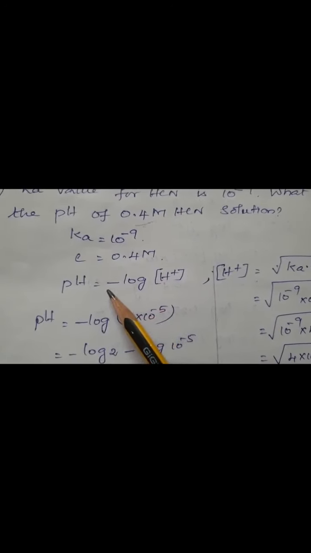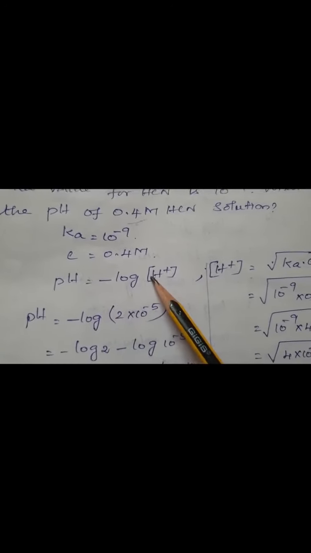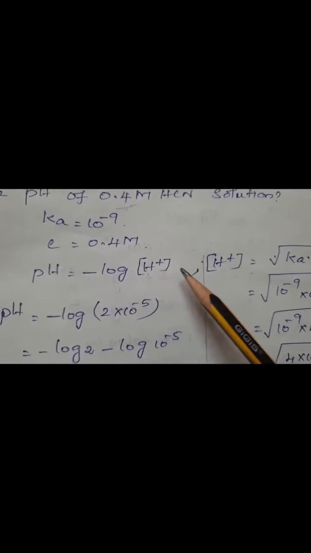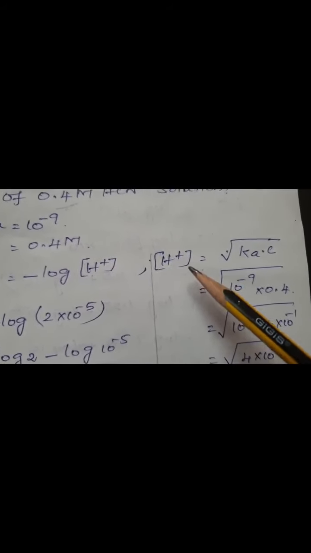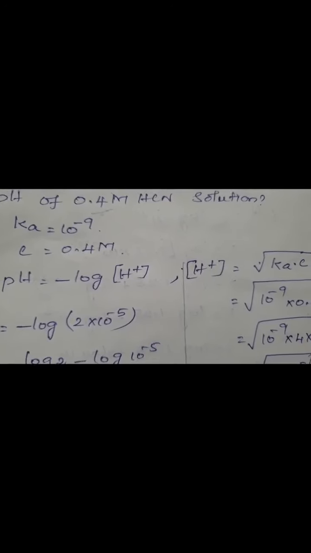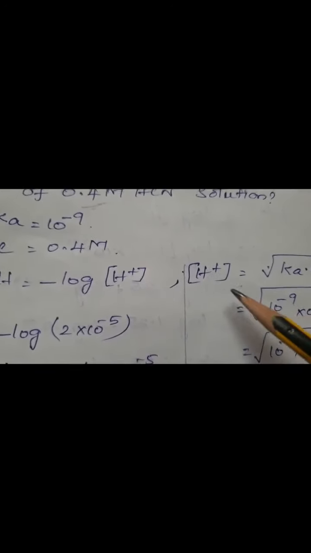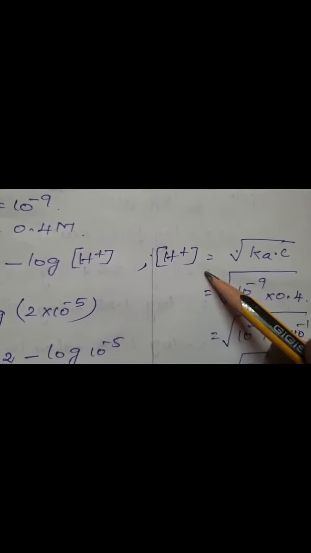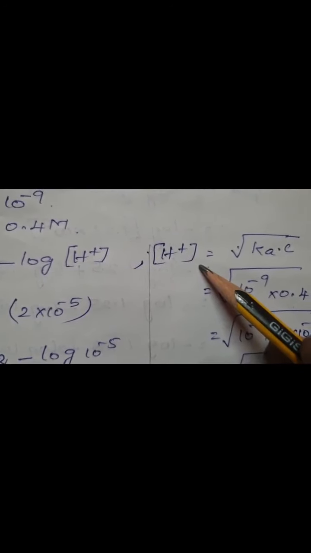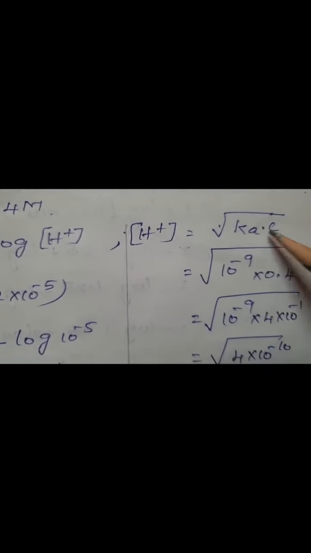Then what is the formula to calculate pH? pH is equal to minus log of H plus concentration to the base 10. So only the H plus concentration is needed. You have to find the relation between Ka and concentration. By using the dissociation constant of the acid and the concentration, we can calculate H plus. This is derived from Ostwald's dilution law: H plus concentration is equal to root of Ka into C.